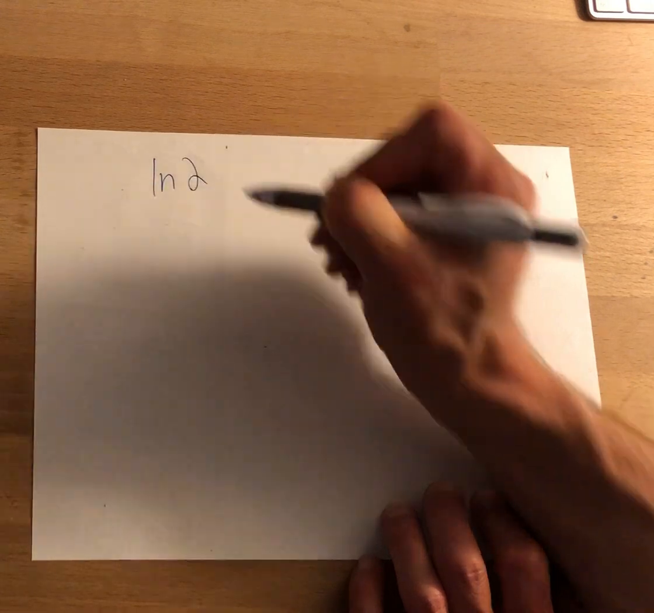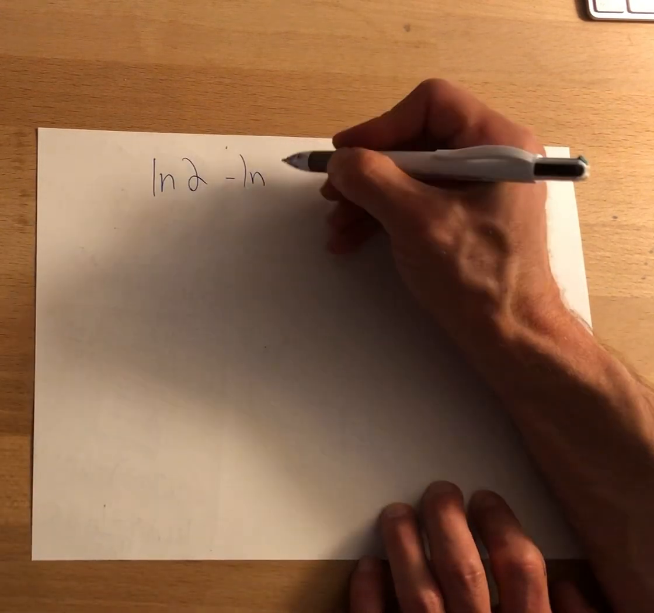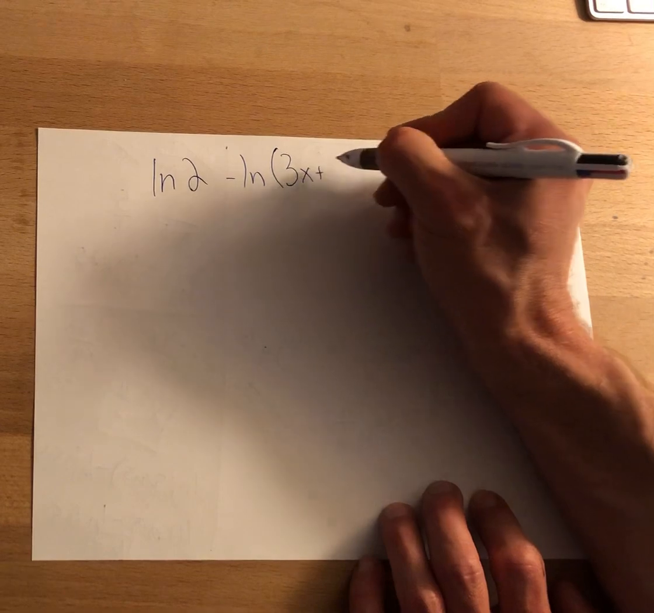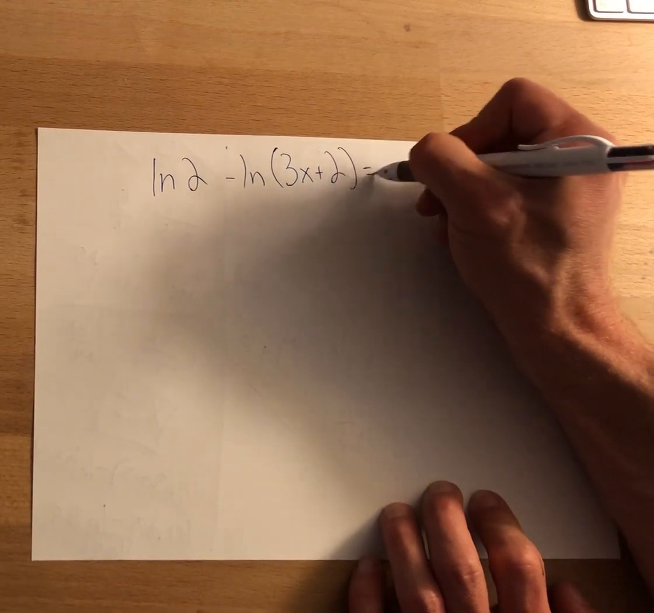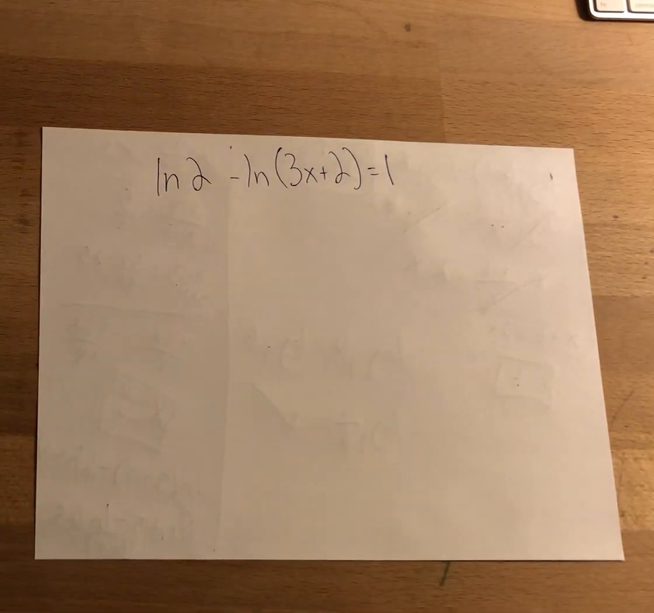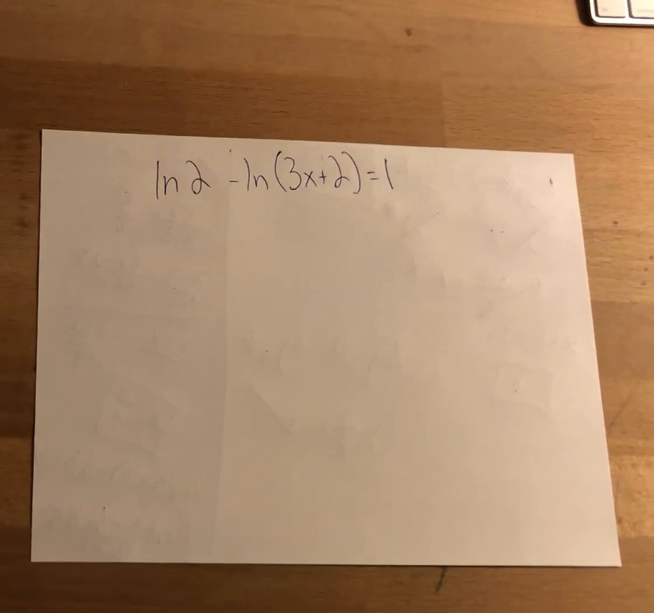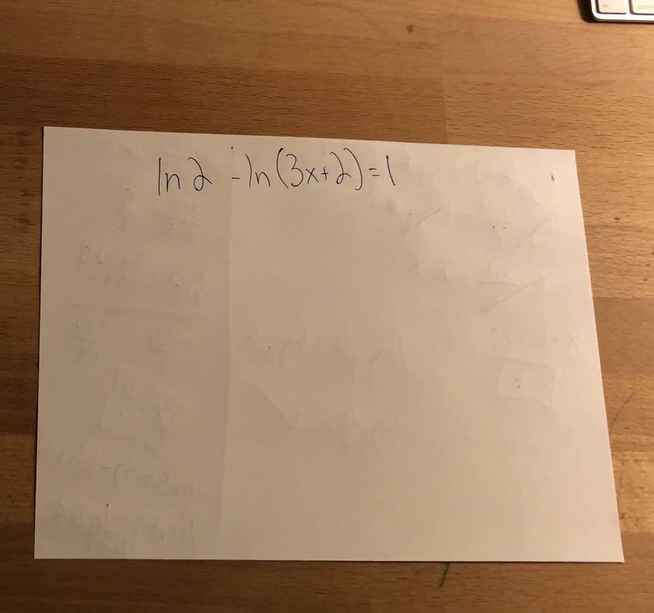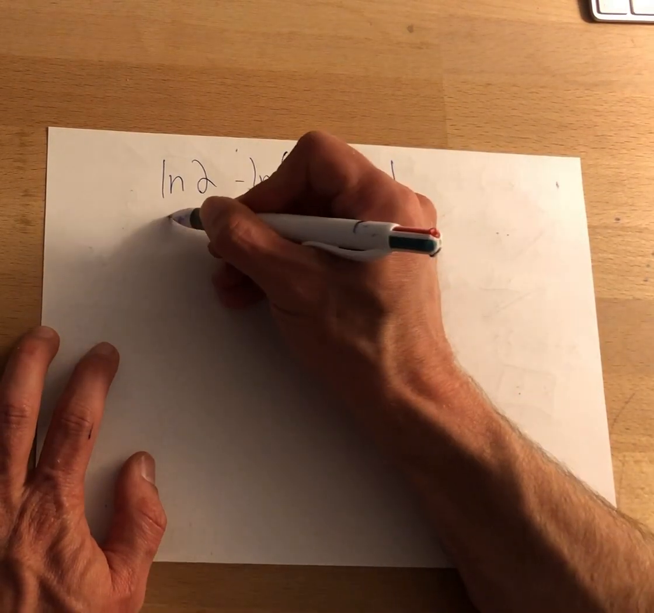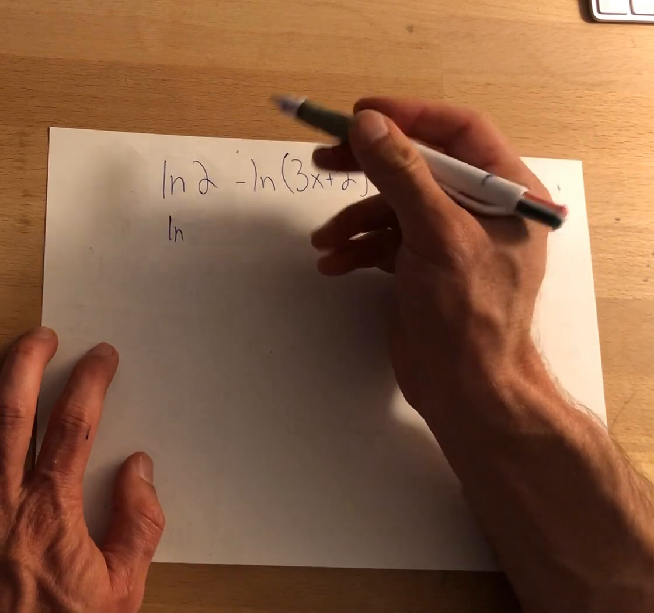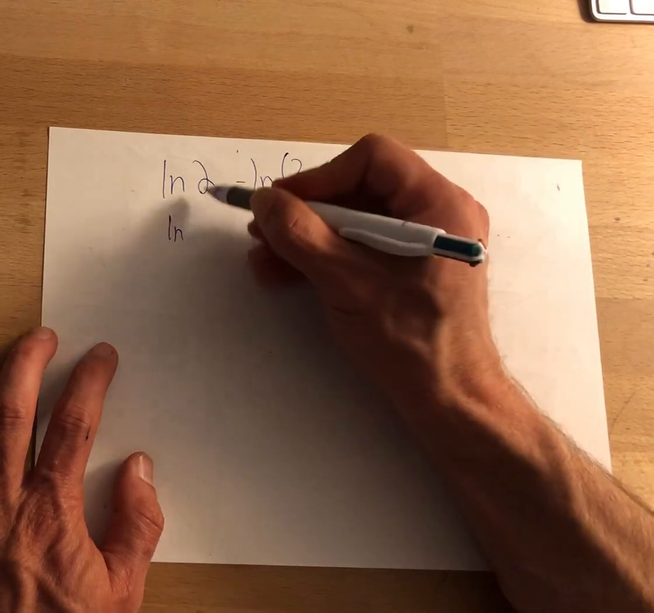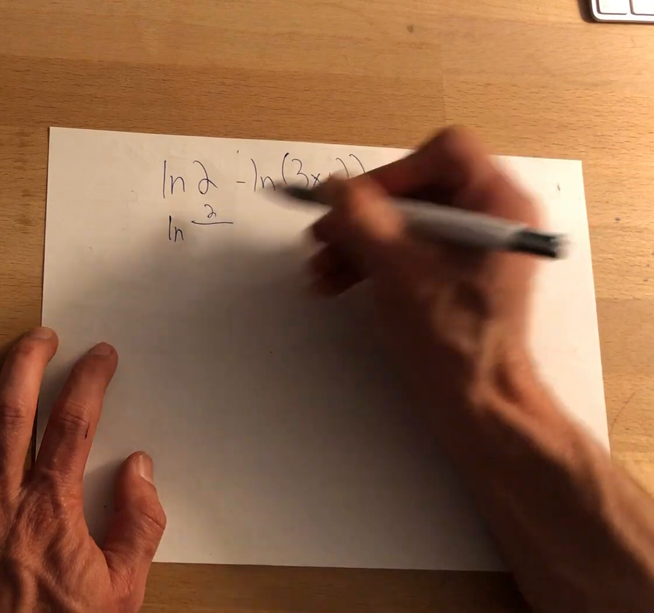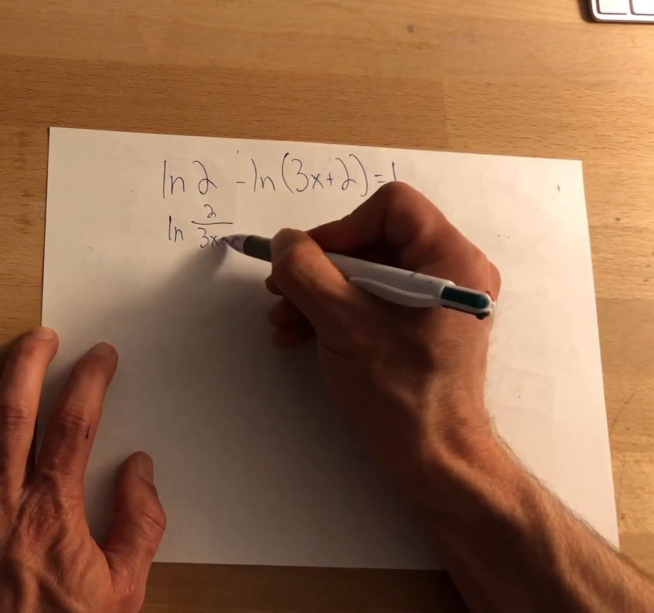Natural log of 2 minus natural log of 3x plus 2 equals 1. This one might be a little more difficult, and I am going to leave this for a second for you to try it. Pause the video and let's see how far you get. All right, since you paused it, you should have given it a shot, so let's see. I'm going to use the quotient property. When I subtract, I know that this is my numerator. This is my denominator.